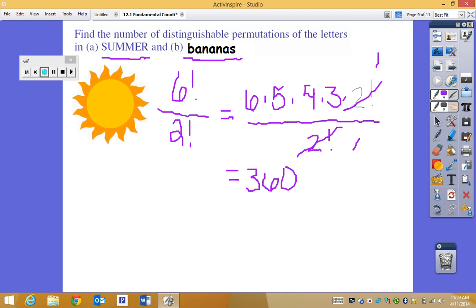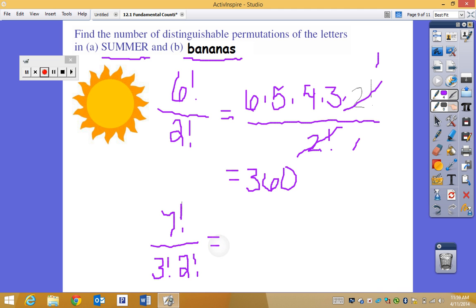Let's take a look at the word bananas. In the word bananas, there are 7 letters. And then we do have some repeats. In the word bananas, we have 1, 2, 3 A's. So the letter A, there are 3 of them. That's going to be 3 factorial. And we have 2 N's, so that's going to be 2 factorial.